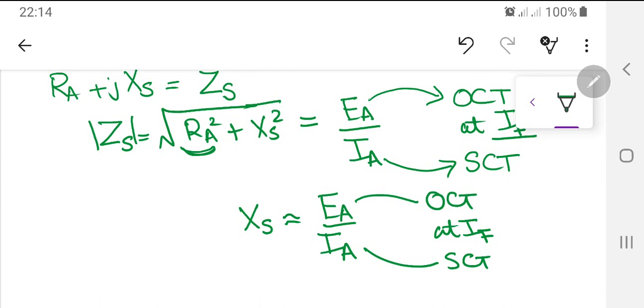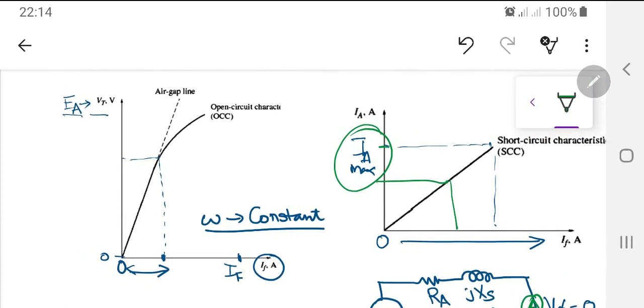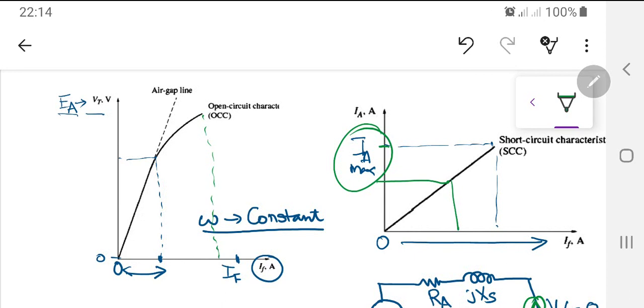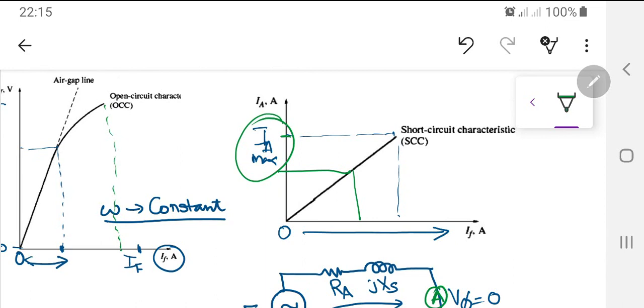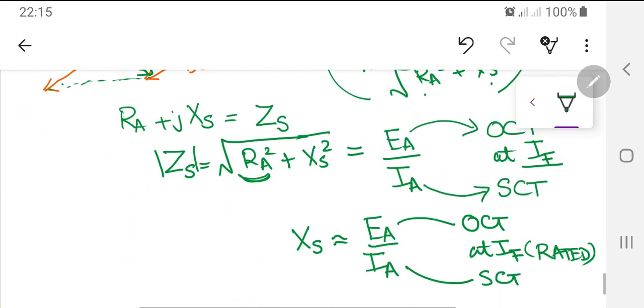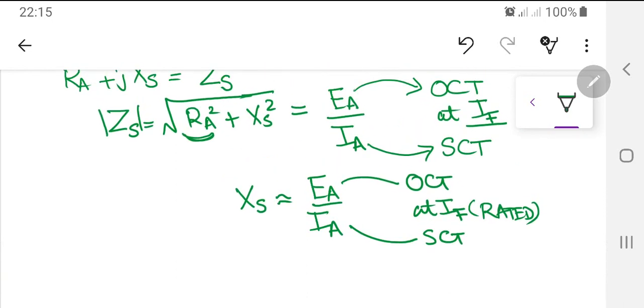But here the problem comes. The problem is not the approximation. That approximation may be just a 1% error or maybe 0.5% error, not more than that. The problem arises if you take this IF at the rated value, which is actually the maximum field current that you can provide in your rotor. The EA provided from the open circuit test, as we saw earlier, was saturating when it reached some rated value. It may be partially saturated, while the value of IA you get from the short circuit characteristic is unsaturated. So this is a difficulty: you have one value in the numerator which is saturating, and the denominator value is unsaturated.